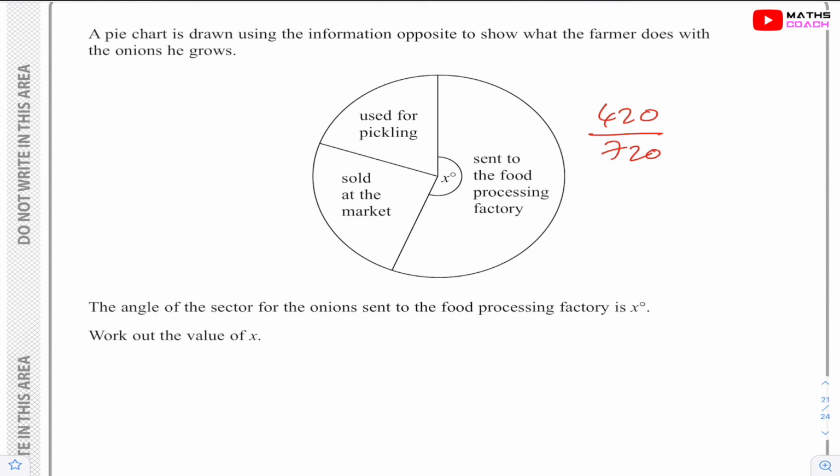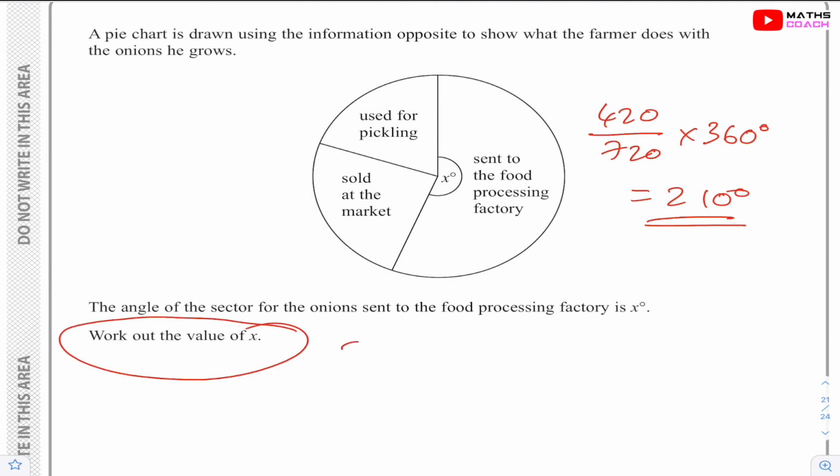And how do we turn something into an angle for a pie chart? We multiply it by 360 degrees. And this gives us 210 degrees. So the value of X is 210 degrees.